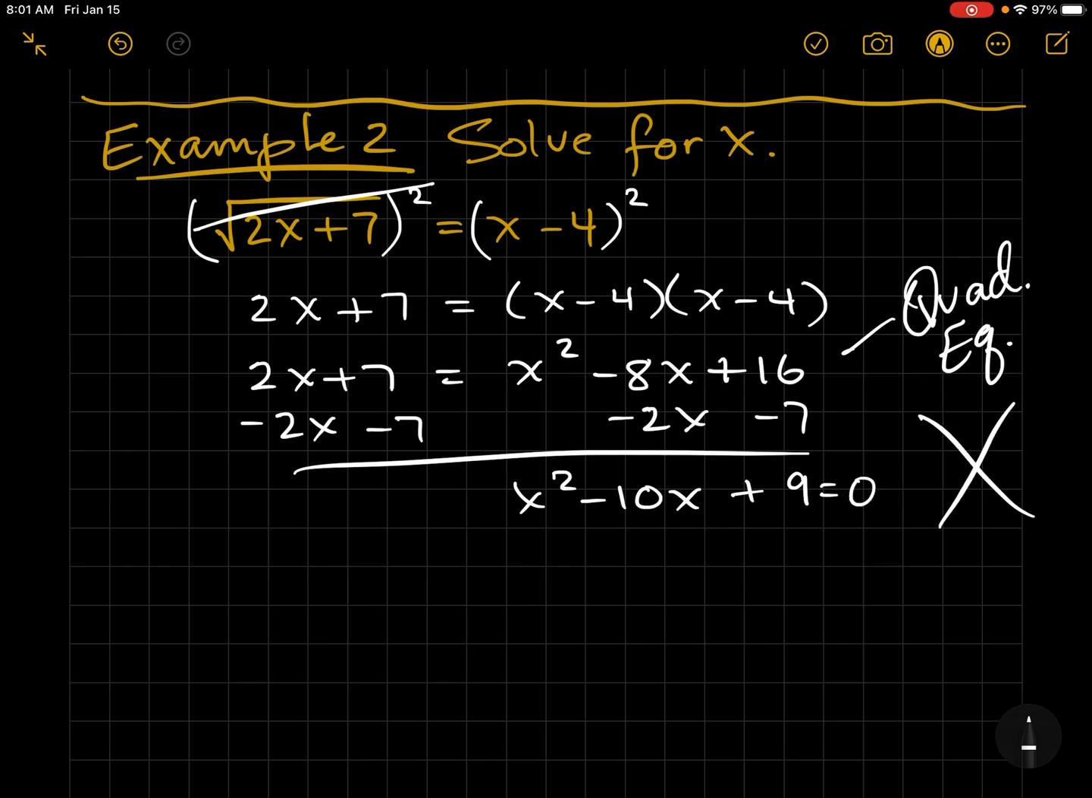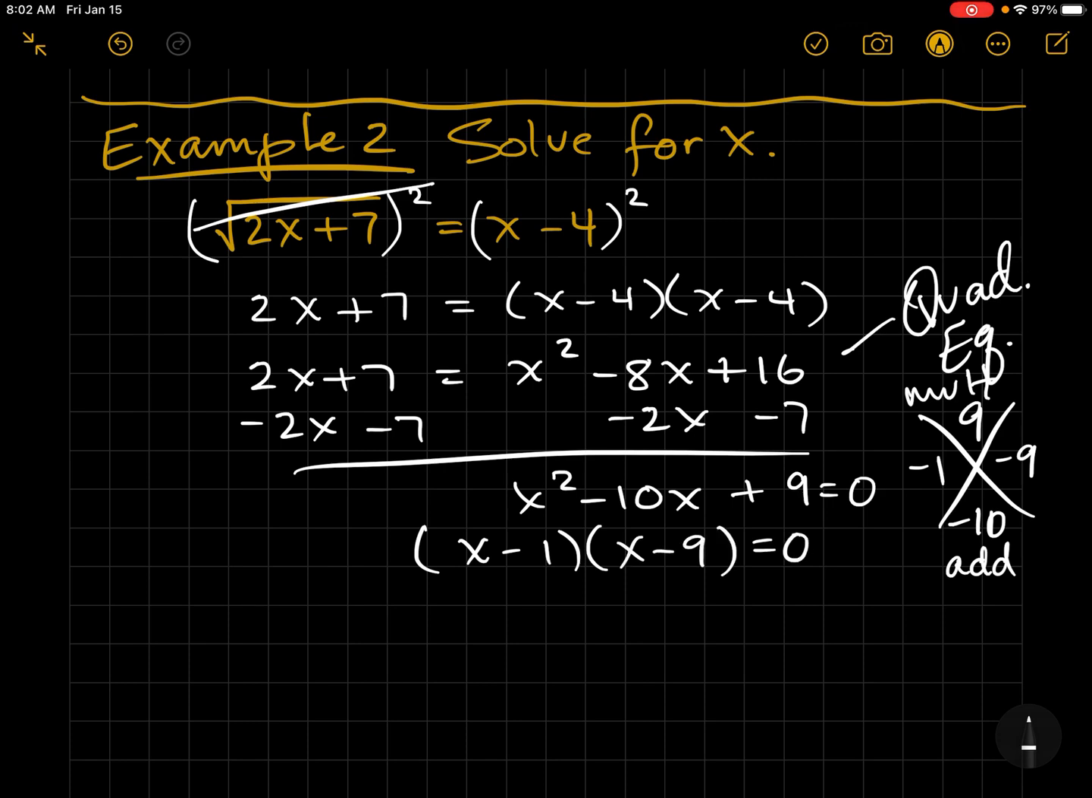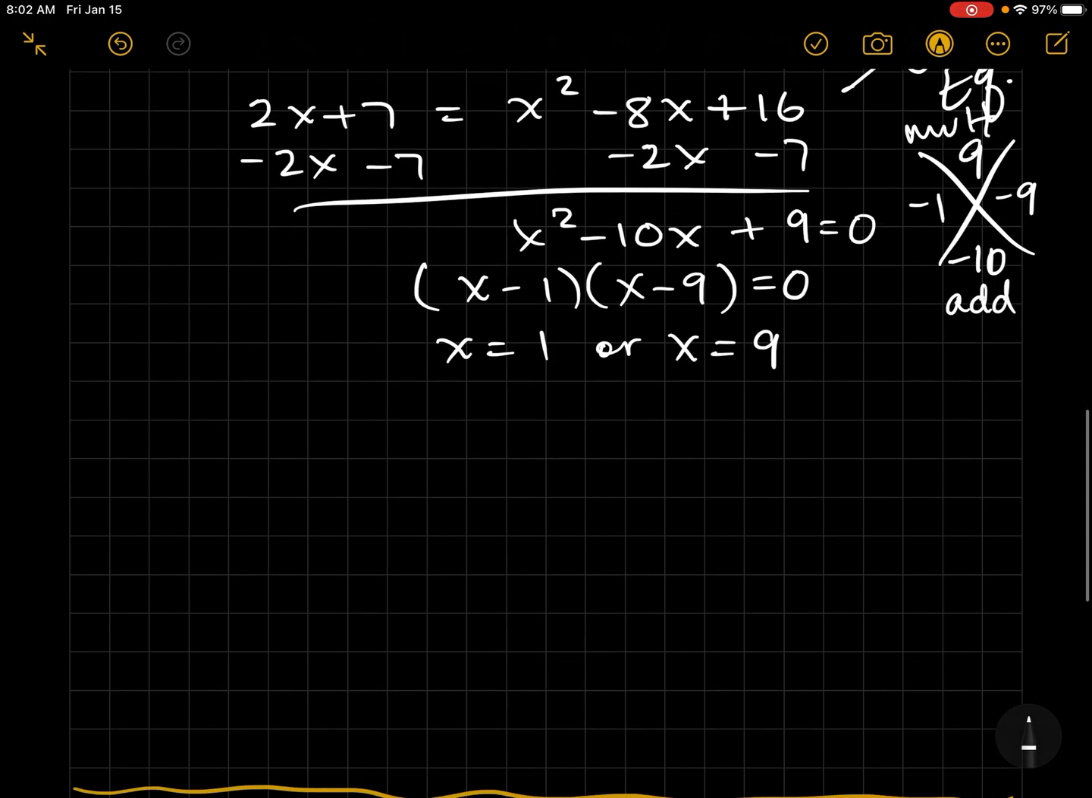And I'm going to try a diamond. Remember, we need 2 numbers that multiply to 9, but add up to negative 10. So negative 1, negative 9 works. And we can solve by using the zero product property. So we see that x equals 1 or x equals 9. At this point, we definitely have to double check for extraneous solutions.